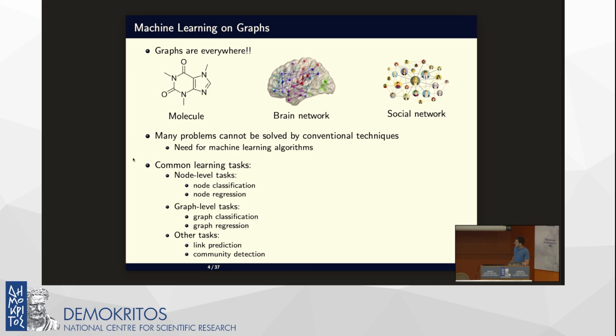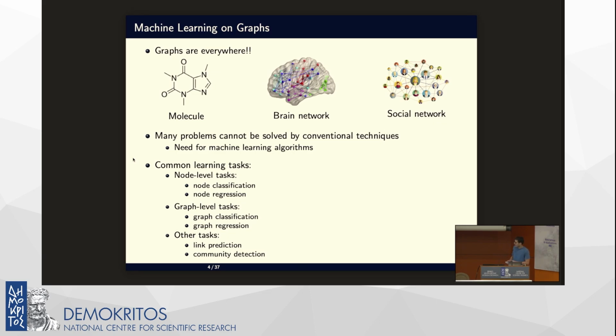Graphs arise naturally in a wide variety of domains. For instance, in chemoinformatics, we have molecules, and we can represent molecules as graphs, where nodes correspond to atoms and edges to chemical bonds. In medicine, we have different types of graphs, like brain networks, and also social networks. They are naturally mapped to graphs. For instance, Facebook, you can think of that as a graph where nodes are users, and 2 users are connected by an edge if they are friends on Facebook.